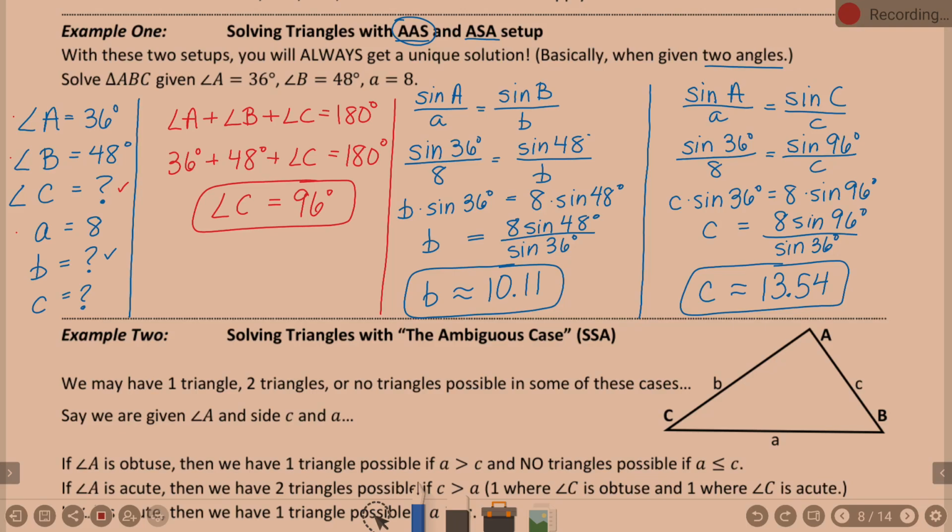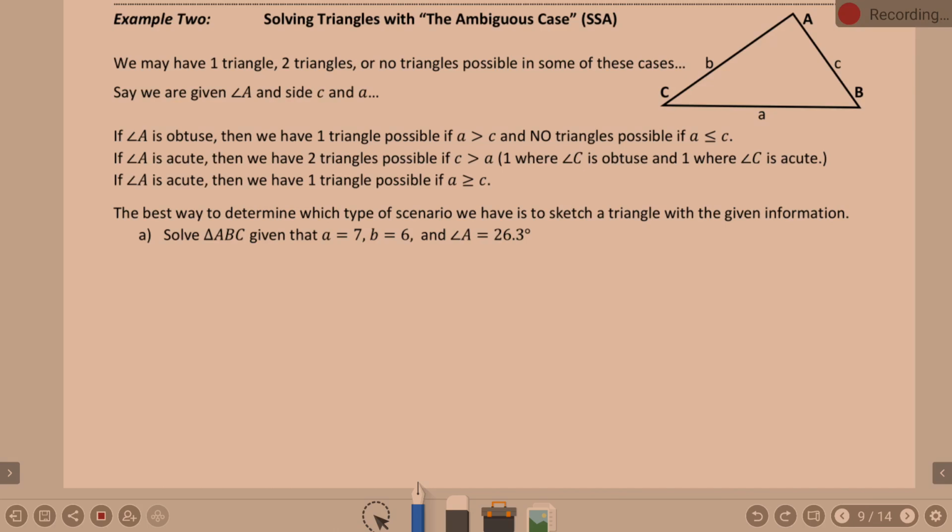Okay? Now, example 2 takes us into a specific case, the side-side-angle case, or what they call the ambiguous case, because depending on the relationship between the numbers of the side-side-angle that you're given, there could be one triangle, there could be two triangles, or there could be no triangles. So it really depends on the numbers and how they relate to each other. So I'm going to talk about these, and this right here is kind of the general situation, okay?